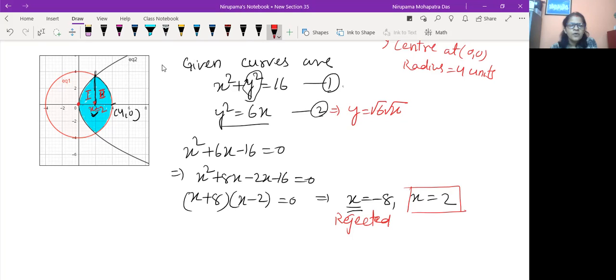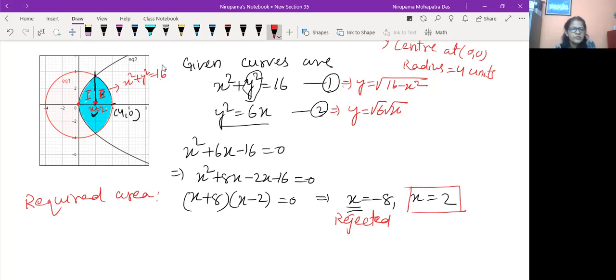Now coming to region 2. Region 2 is from x equal to 2 to x equal to 4, and the curve attached to this is the circle, x square plus y square equal to 16, or you can say y equal to under root 16 minus x square. So let's find the area then.